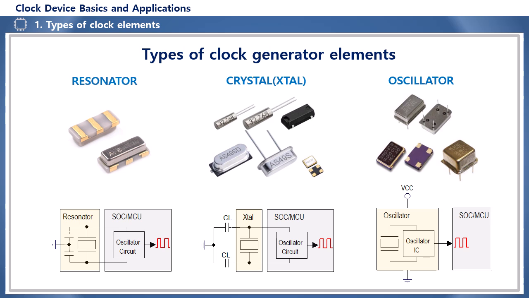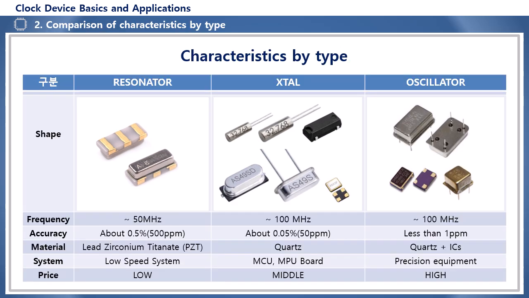In addition to general standard oscillators, there are high-precision TCXOs, VCXOs, and OCXOs, which have very precise oscillation frequency characteristics of approximately 1 ppm or less. Comparing the characteristics of the three oscillators.